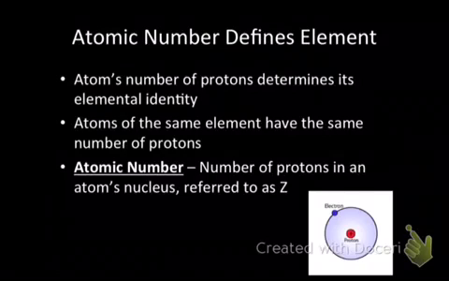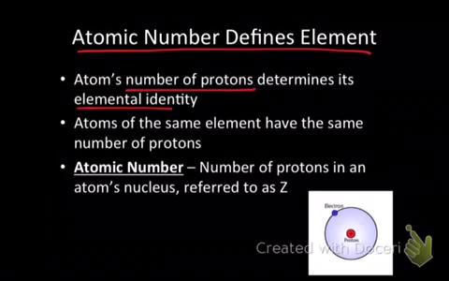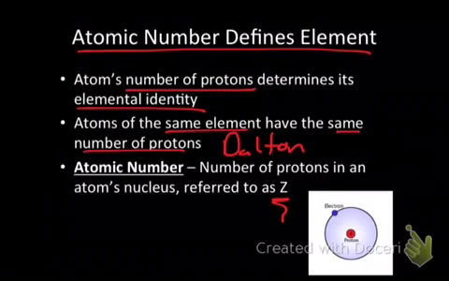So, like it says at the top of this slide, atomic number defines what element we're working with. Well, what's atomic number exactly? First, let's go back to some things we talked about last lesson. We know that an atom's number of protons determines its elemental identity. In other words, an atom of the same element has the same number of protons. So if you'll remember, that's what our guy Dalton said. And that's why this atomic number is so important. So we refer to atomic number as Z, and atomic number is the number of protons in an atom's nucleus.